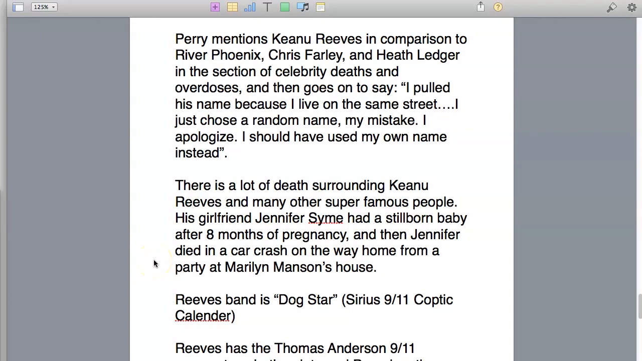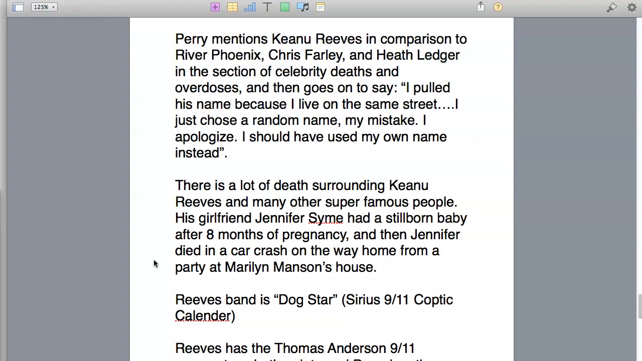And then, incidentally, you have the well-known fact that everybody knows about Keanu Reeves and his band being named Dog Star, which really ties in 9/11/2001, Sirius, and the Coptic calendar relating to Egypt, where Sirius, the star, was actually transiting the two towers as they fell that morning in New York.